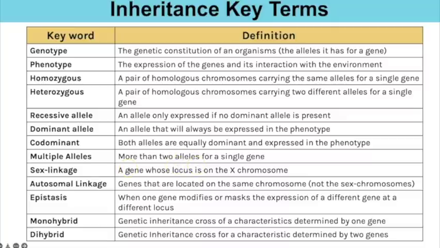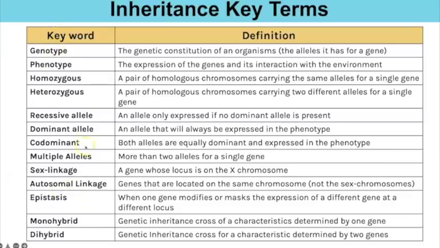Sex linkage is a gene whose locus is on the X chromosome. Genes are located on the same chromosome, not the sex chromosomes though, for autosomal linkage. Epistasis is when one gene modifies or masks the expression of a different gene at a locus. And then monohybrid and dihybrid is referring to types of genetic crosses. So monohybrid is when you're looking at the inheritance of just one gene. Dihybrid is when you're looking at the inheritance of 2 genes at a time.